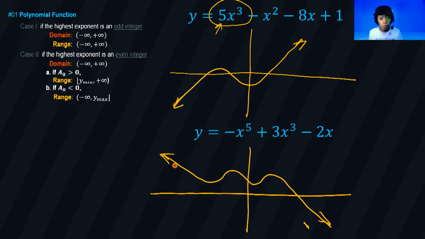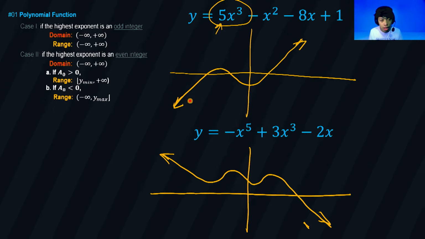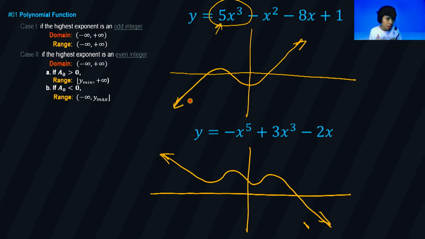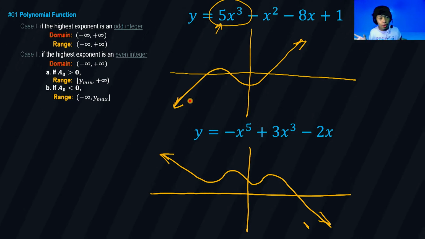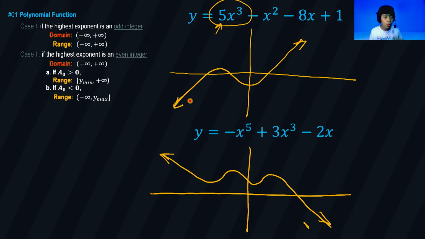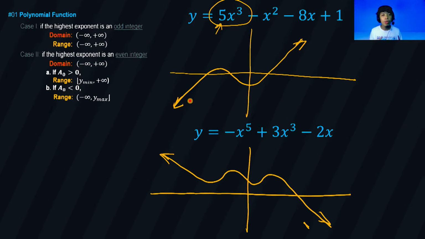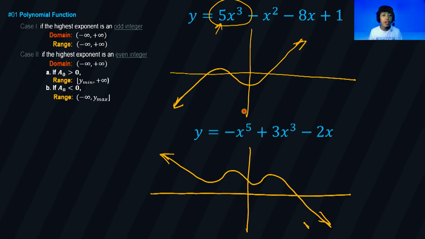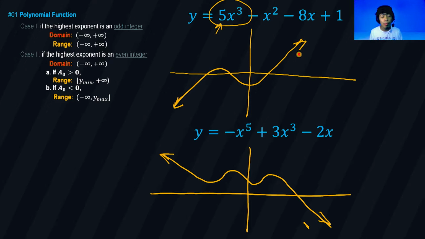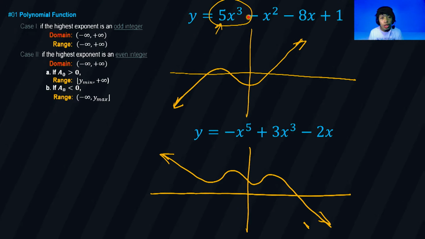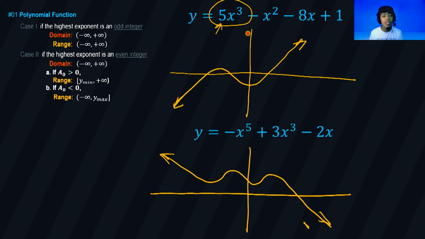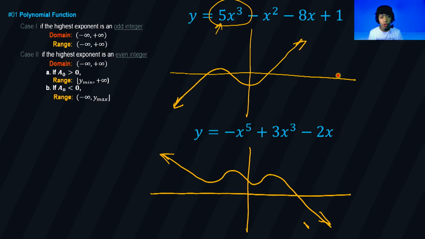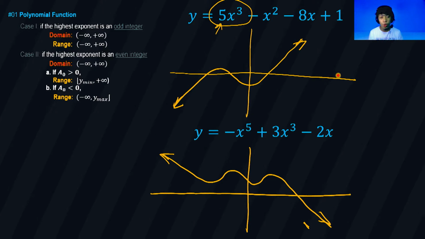Okay, so if you would see, it's actually all of the values in x, in the x-axis, would be covered by this graph. Okay, that's from the negative infinity to the positive infinity. The same with y. It's also from the negative infinity to the positive infinity. That's why your domain and range for this type of function is all real number. Yung titingnan mo lang naman is the highest exponent of the function. If it is an odd, then the domain and range is all real number.